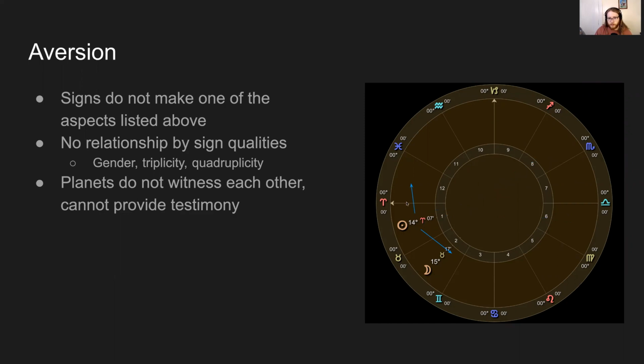I'll redraw those arrows, those are terrible. The 2nd, 12th, 6th and 8th from any given sign are going to be in aversion. And what that means is that they don't see each other. They don't relate to each other. So if you think of Aries as a masculine, fiery, movable or cardinal sign, right? Those are the 3 qualities, and it's ruled by Mars. You can think of Pisces as being feminine. They don't relate on that.